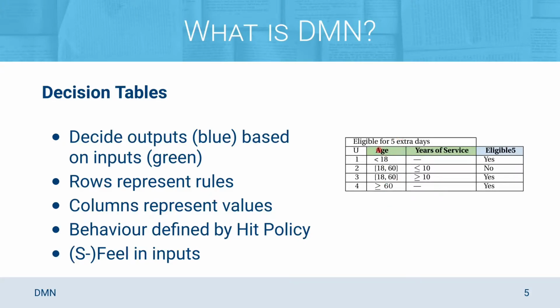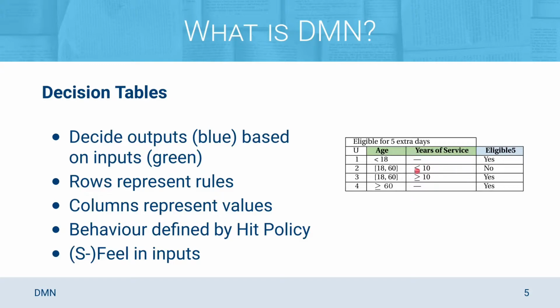So, for instance, the constant age would represent the age of an employee. The behavior of a decision table is defined by the hit policy. So, in this case, this would be the unique hit policy. And this table is read as if the age is less than 18, then the years of service doesn't matter and eligible 5 is true. If the age is between 18 and 60 and the years of service is less than or equal to 10, then eligible 5 will be no. And this is how the tables can be read in a user-friendly way.